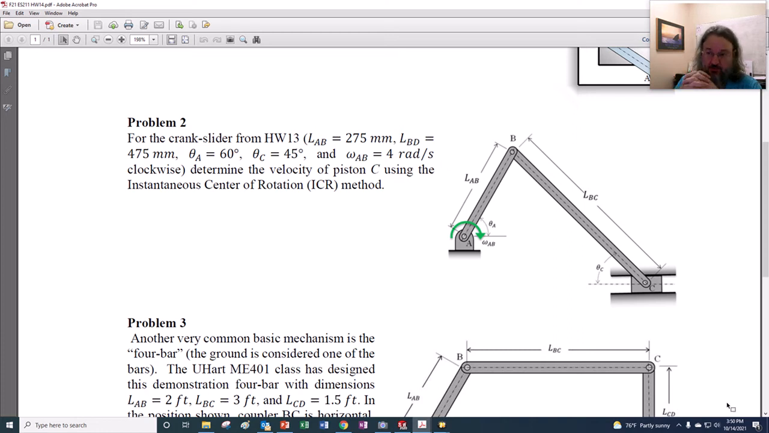Continuing on with homework number 14, here's problem 2. We have this crank slider with the dimensions of 275, 475. In this position, we have it at 60 degrees at theta A and 45 degrees at theta C. And it's got an input, we call this the crank sometimes. It's got a crank angular velocity of 4 radians per second clockwise, and we want to find the velocity of this piston at C using the ICR method.